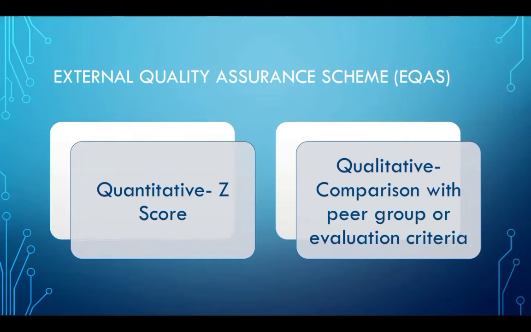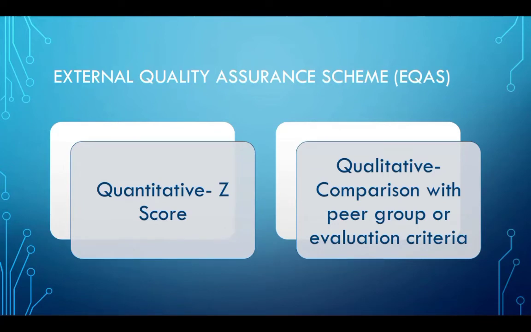In qualitative EQAS, we compare with the peer group. Or EQAS providers provide us some criteria. So if they follow some criteria, they tell us whether our report is acceptable or not.